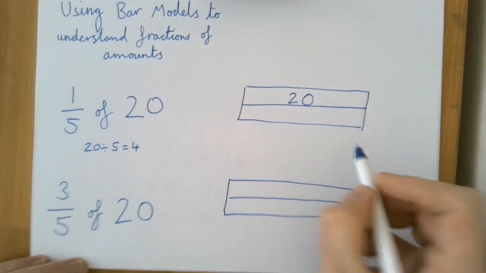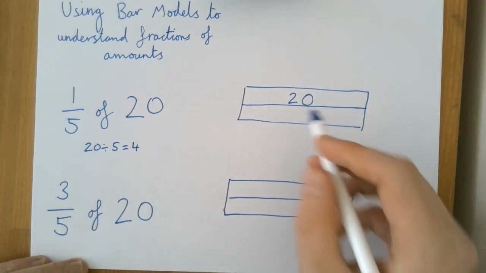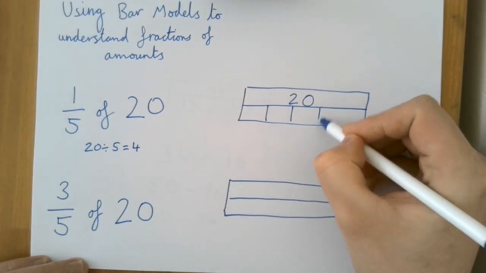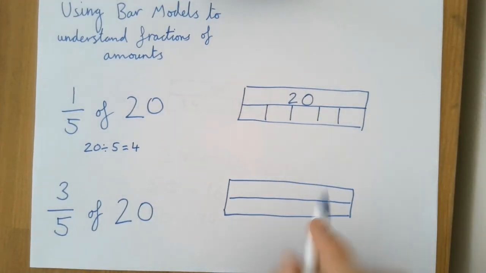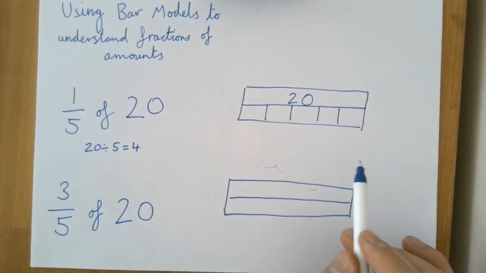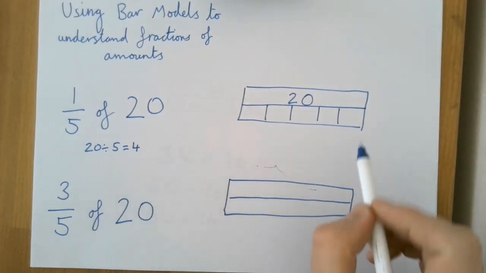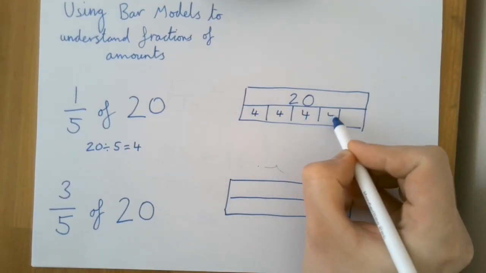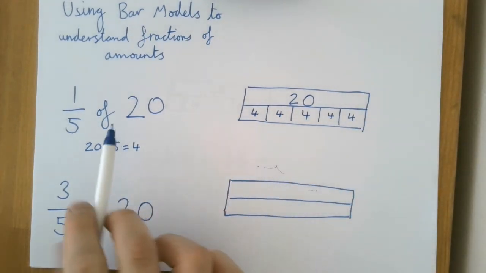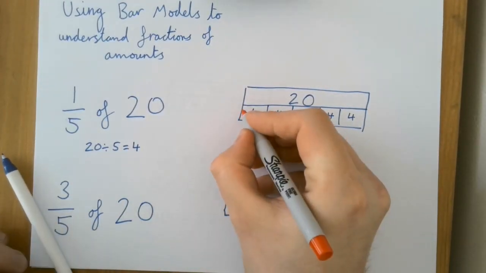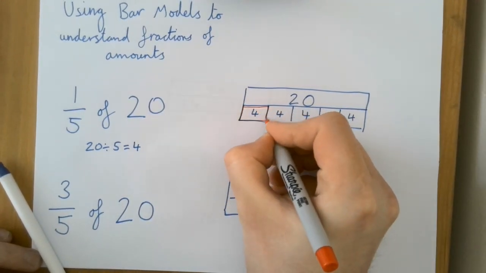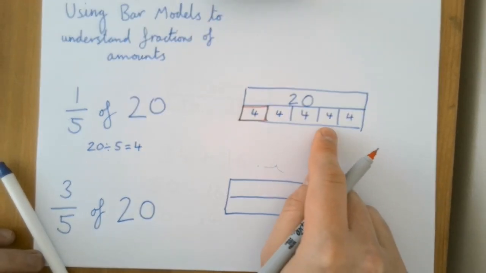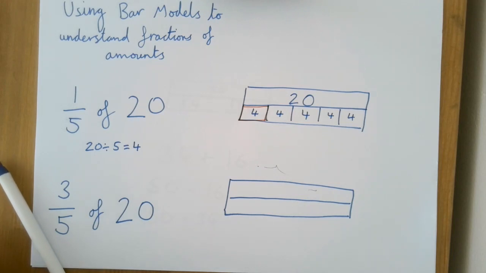The way we do this on the bar model is that we split our bottom bar into 5 parts. I'm going to try and make them as equal as possible. You could use a ruler if you wanted to do it even more accurately. Because I know that 20 divided by 5 equals 4, I know that each of these parts is 4. And each of these boxes represents 1/5 of 20. So 1/5 of 20, 2/5 of 20, 3/5 of 20, 4/5 of 20, 5/5 of 20 also being the whole.